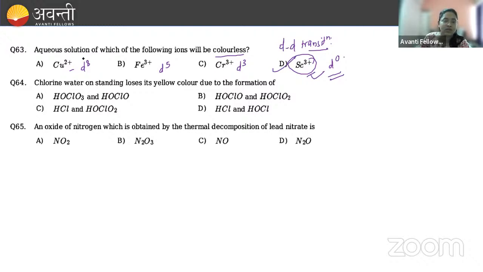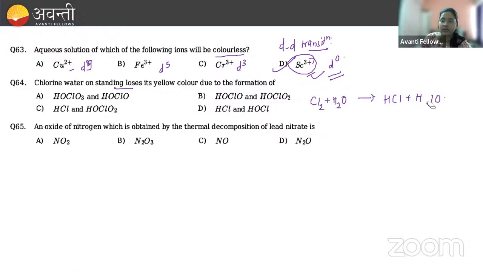Next, D9 will be written there. Copper is 29, so 3d10 4s1, yes, d9 for Cu2+. This is correct. Next: chlorine water on standing loses its yellow color due to the formation of what? Chlorine, when it reacts with water, forms HCl and HClO.